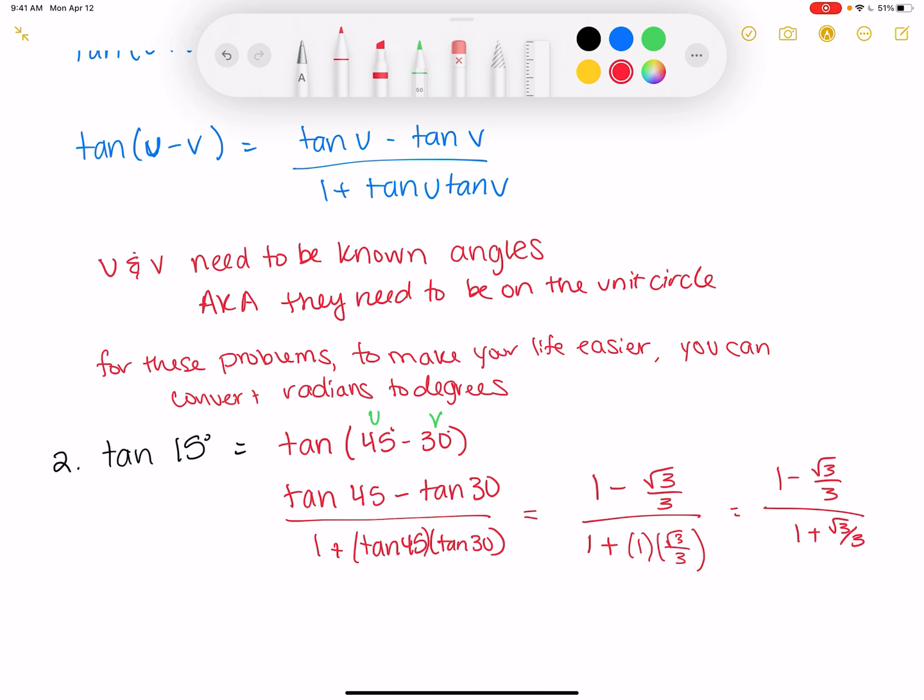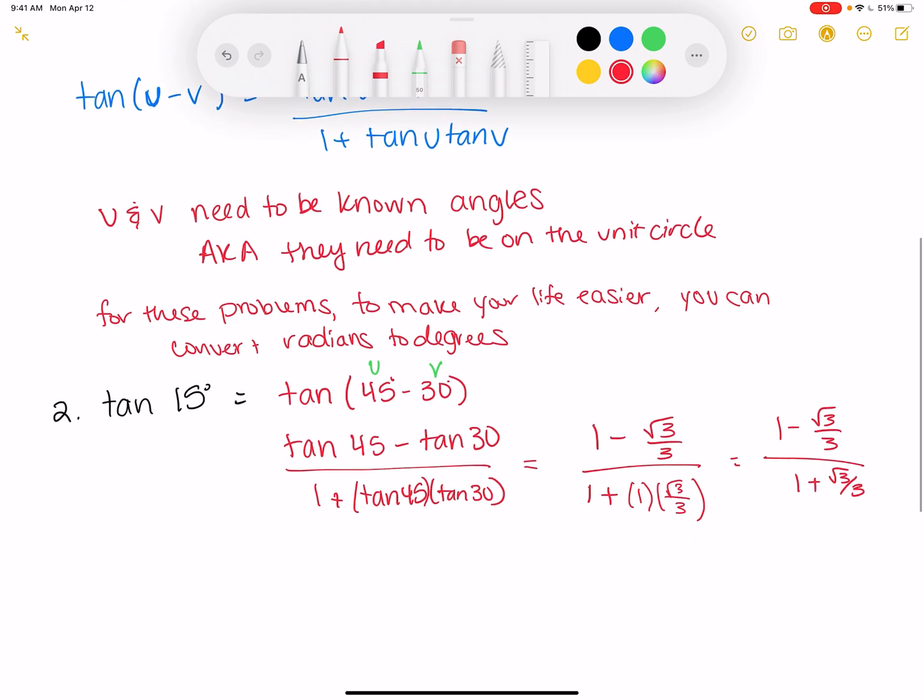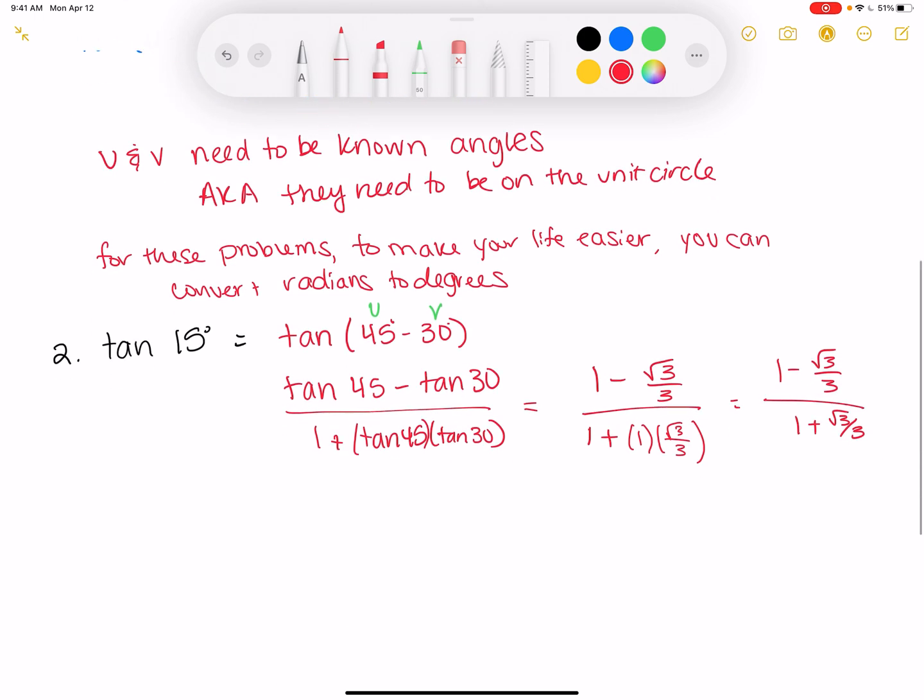We have to multiply by the conjugate. Okay, multiply by the conjugate, so I'm going to try to do this, write this step up here, and then I'll write the answer down there. So 1 minus root 3 over 3 over 1 plus root 3 over 3. Okay, because I need the opposite of the bottom one.